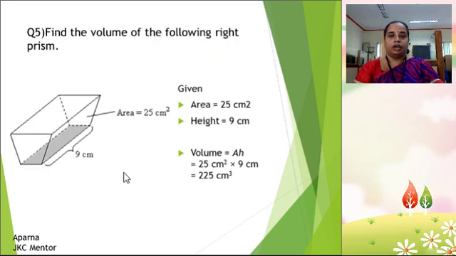So find the volume of the following right prism. So here area is given, height is given. The formula for volume of a prism is A H. So we are substituting the values given in the sum. So area is 25 centimeters and height is 9 centimeters. So 25 into 9, that is 225 centimeter cube.